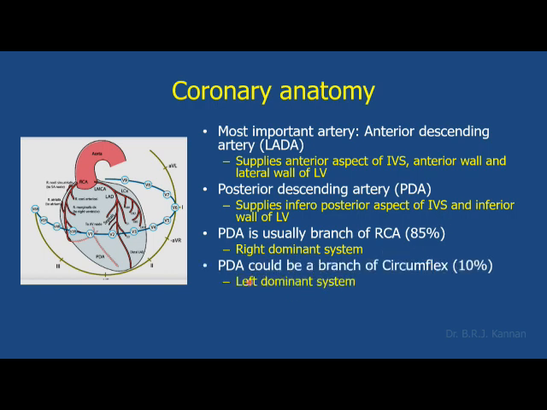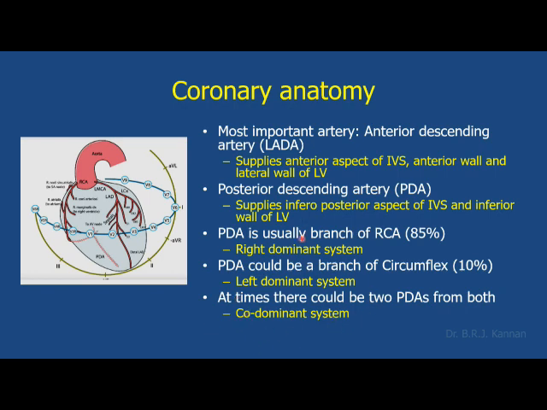In some individuals, this PDA comes from the circumflex artery. The circumflex artery can go behind the heart and come here and become the posterior descending artery. So if the posterior descending artery comes from the circumflex artery, it is called left dominant, which is seen in 10%. Okay. In 5% of individuals, there can be a small branch from the right coronary artery and a small branch from the left coronary artery as the posterior descending artery. In that case, we call that a codominant system.